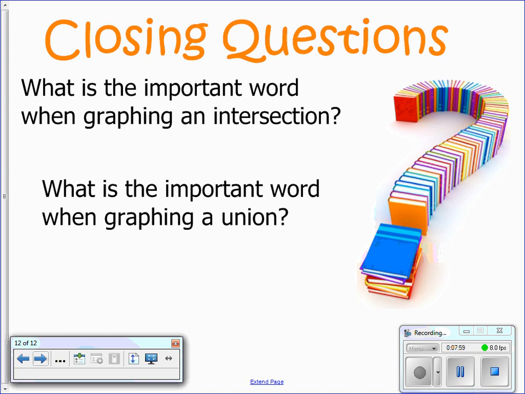So what's the important word when graphing an intersection? It is and. And when graphing a union, OR.